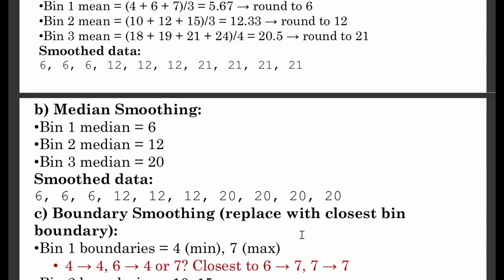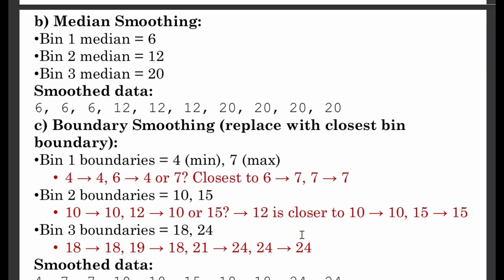That is mean smoothing. Now using median smoothing we will find the middle values. Now the median of bin 1 becomes 6, bin 2 becomes 12 and bin 3 becomes 20. According to that, we will write the smoothed data as 6, 6, 6, 12, 12, 12, 20, 20, 20, 20.